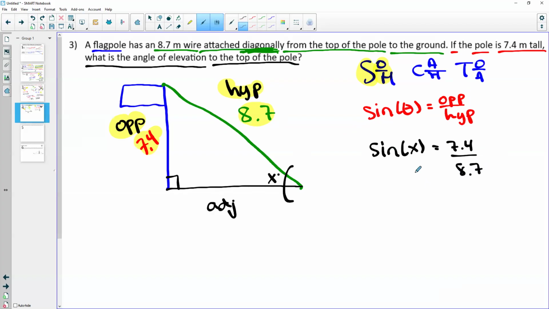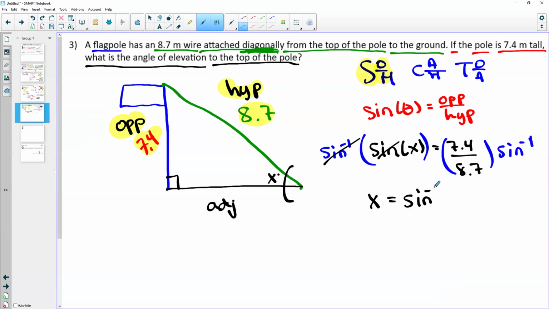And so now this problem is different than the one that we were looking at before. Now we're looking for the angle. When you're looking for the angle, this is whenever you are using that inverse trig. Inverse trig is the trig ratios that have the little -1 exponent. So if I want to solve for x here, you're going to take the inverse sine of both sides. Doing this, we'll cancel this out, leaving us with the x by itself. X is equal to the sine inverse of 7.4 over 8.7.